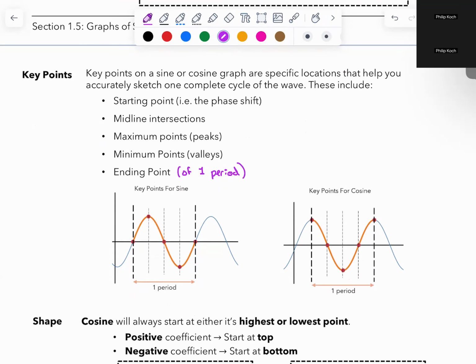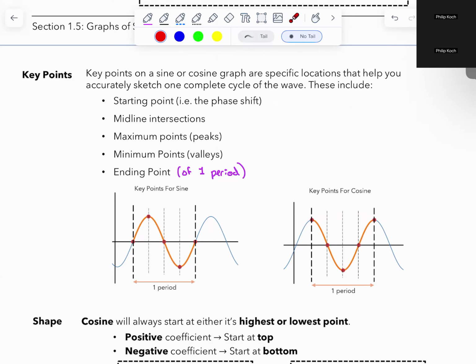So the key points for sine, it will always start. So this is not an original sine graph, right? This one does not start at the origin. So this one has been shifted some odd amount to the right. But you've got the places where it intersects the midline, which specifically includes the starting point and the end point, and then the peak and valley that are in between. For cosine, you have the two peak points, the one valley point, and the two midline points.